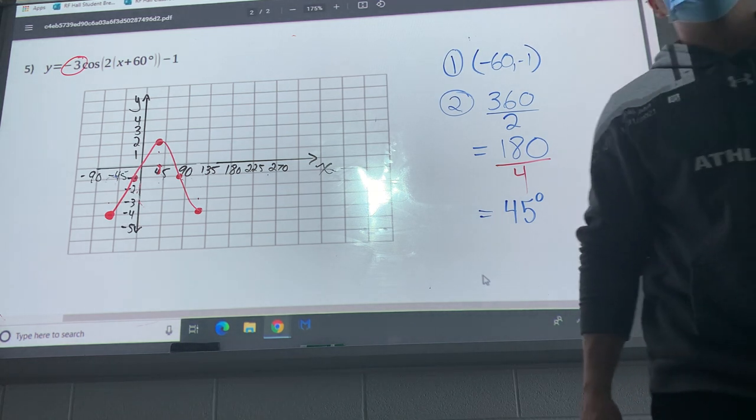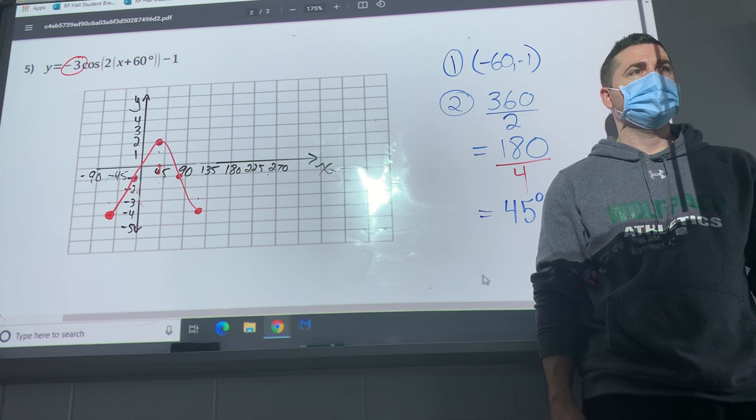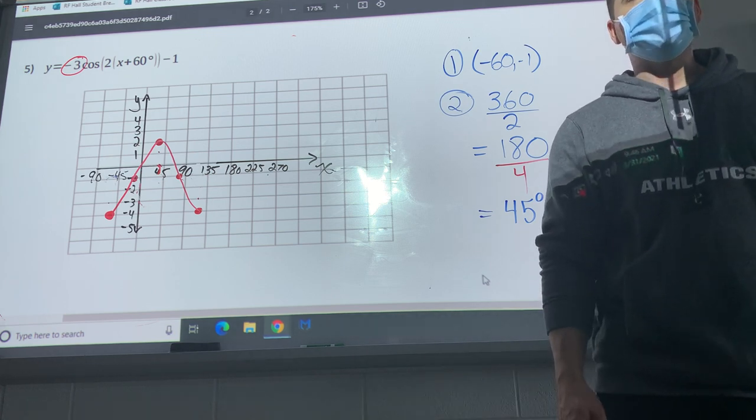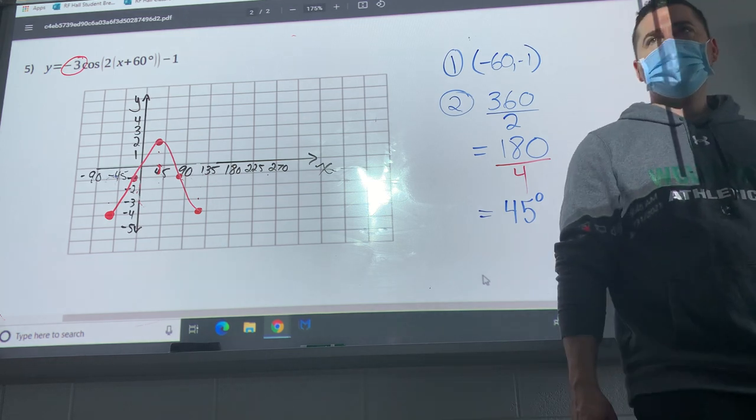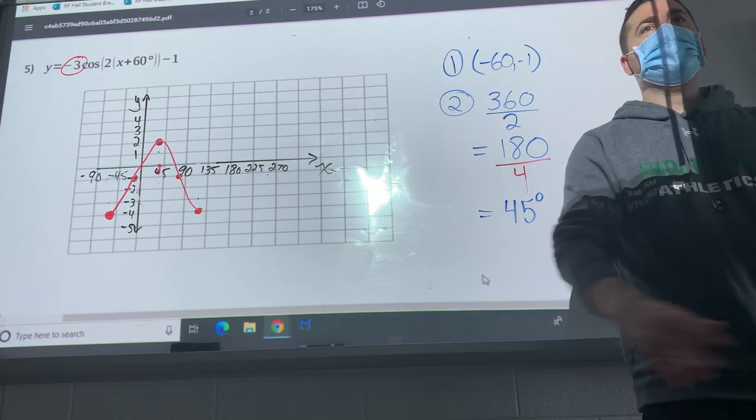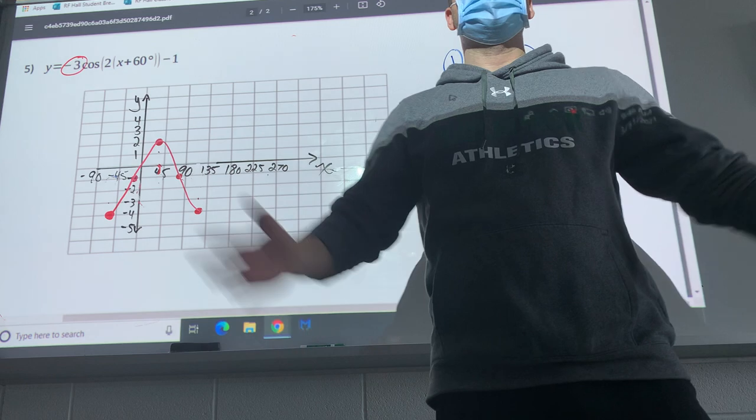Questions? Any other questions? Anyone at home? I know it's a bit repetitive, but this is good. It doesn't matter what equation we get. Follow the four steps and we get our graph.